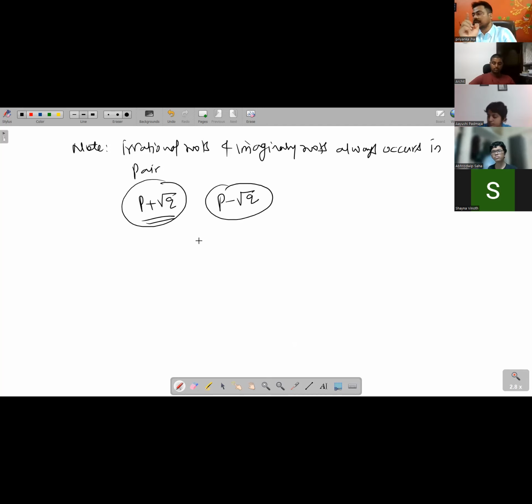So if one root is irrational, then the other root will also be irrational. If one root is imaginary, like p plus iota q, you must be knowing a little bit about iota, right? Then the other root will be p minus iota q. So they occur in pairs. They occur as conjugates, they are conjugate to each other.